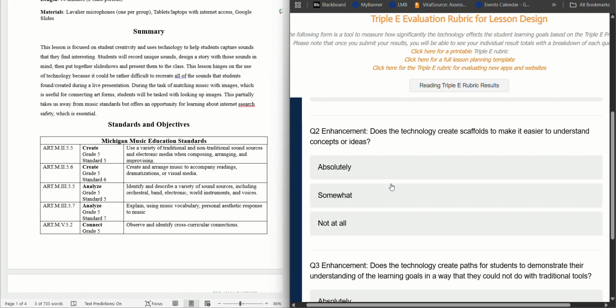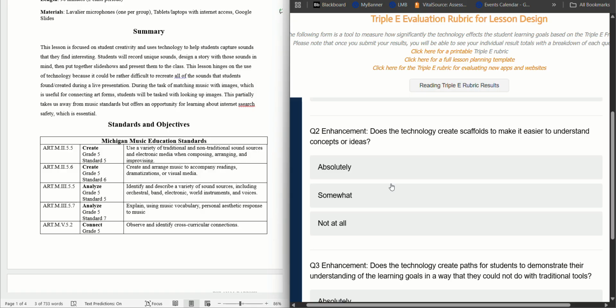Question two, enhancement. Does technology create scaffolds to make it easier to understand concepts or ideas? Being able to listen to the sounds over and over and over again, I think does make it easy to understand concepts or ideas or be able to classify sounds or put different ideas related to the sounds.